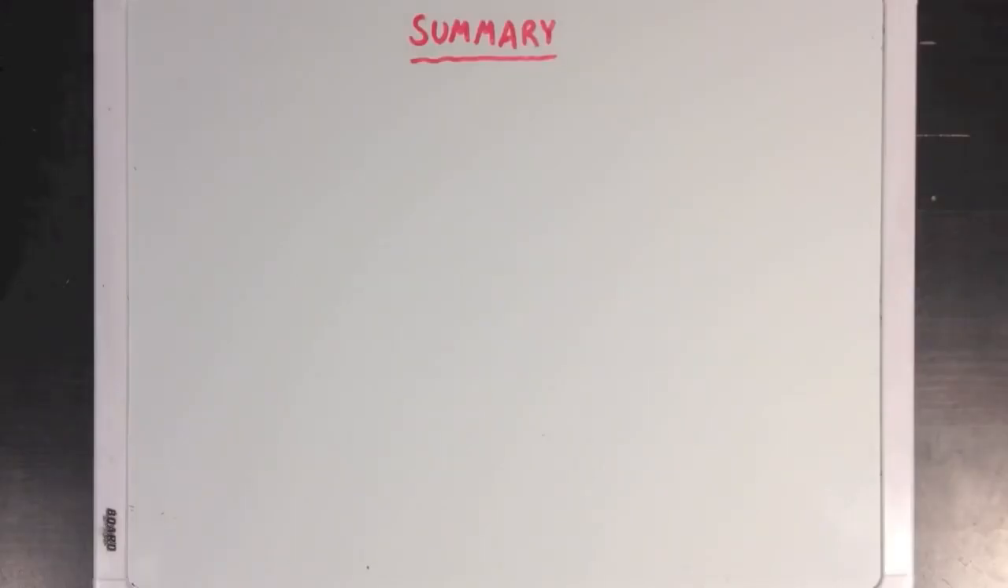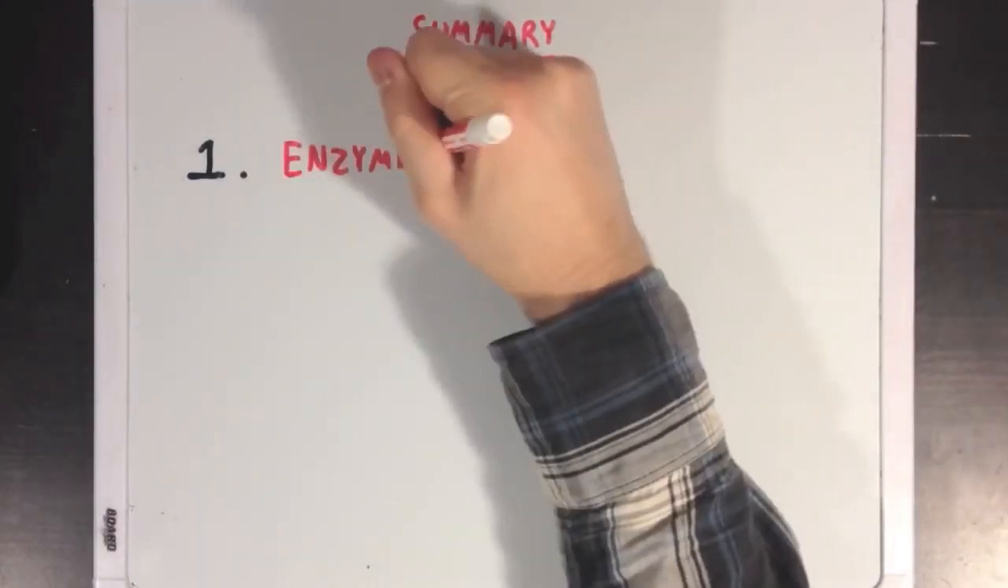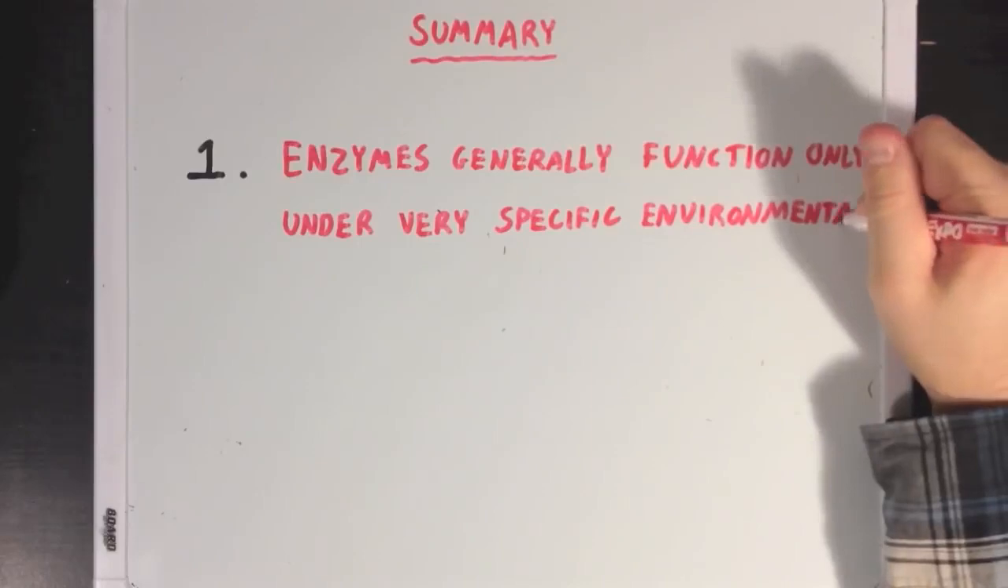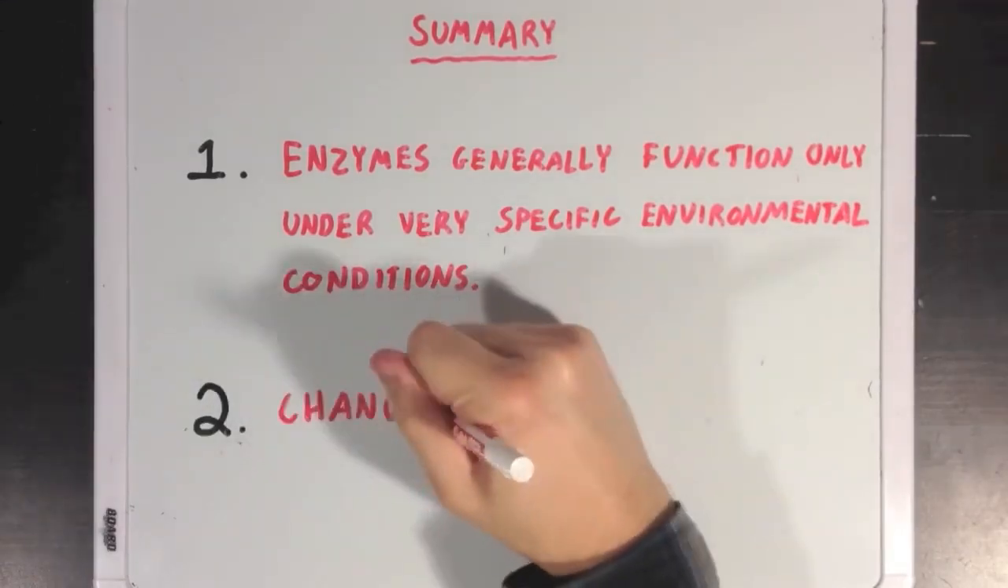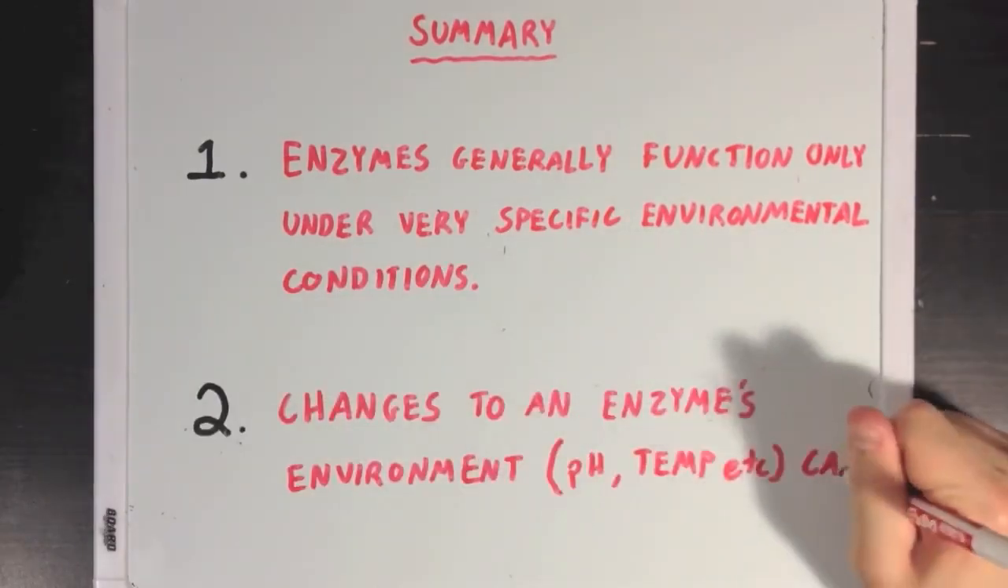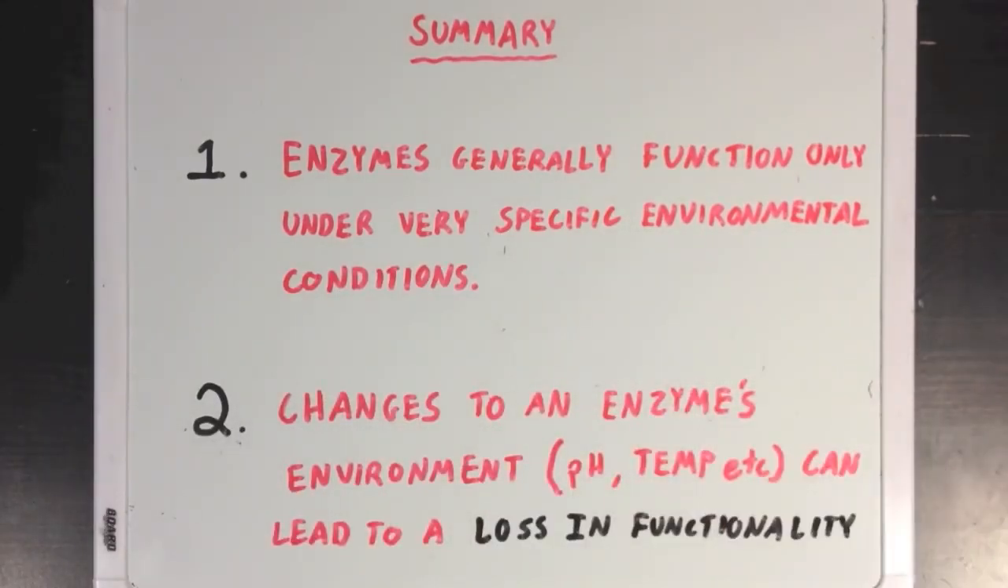So what did we learn? Well, first we learned that enzymes generally function only under very specific environmental conditions. And different enzymes will often function ideally in different environments from other enzymes. And next we learned that changes to an enzyme's environment, like changes to the surrounding pH or temperature, can lead to a loss of enzyme functionality.